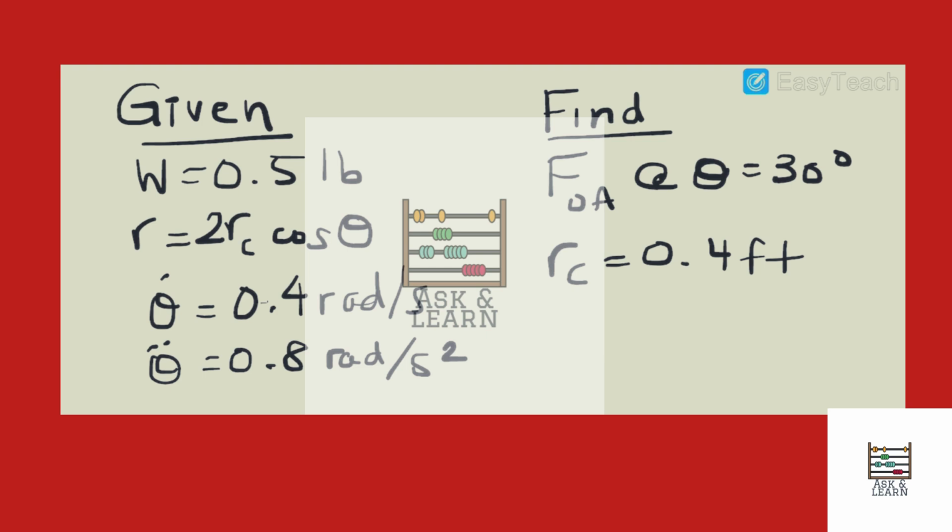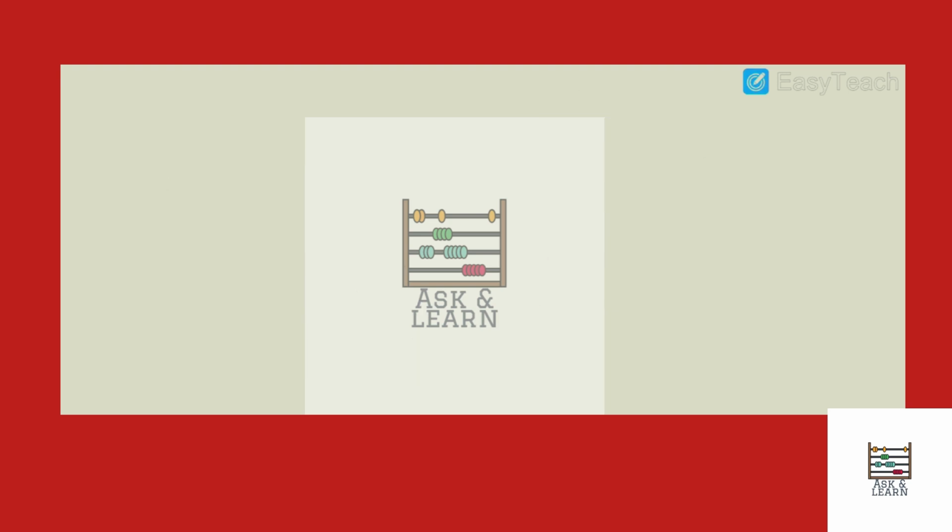What we're asked to solve for is the force of the arm on the ball when theta is equal to 30 degrees, assuming that rc is equal to 0.4 feet. And the way that we're going to be doing this is using our knowledge of tangential and angular motion, and using free body diagrams to develop equations of motion to solve for this force. So let's go ahead and get started.